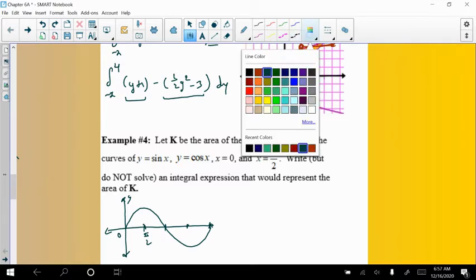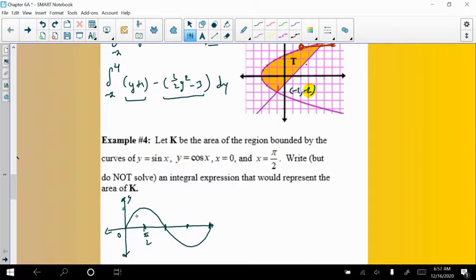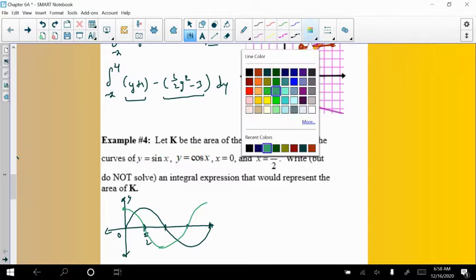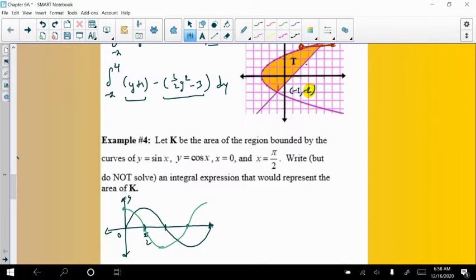Cosine, remember, starts up here at 1, and it's going to hit 0 at pi over 2 down there. So again, it's not very far into the graph. x equals 0 is a vertical line, and x equals pi over 2 is a vertical line. So all of the space that would be bound with those would actually be these two symmetrical, almost triangular shapes.